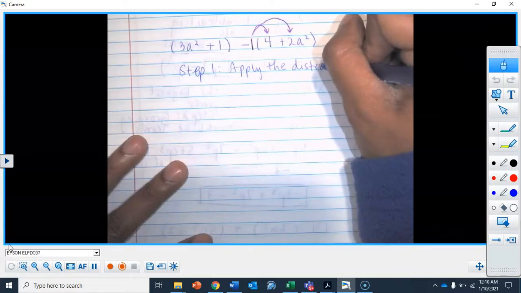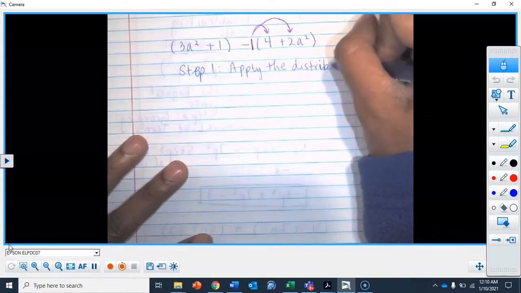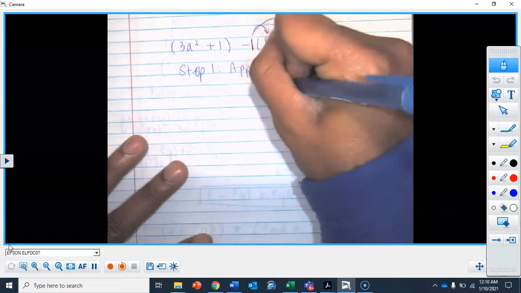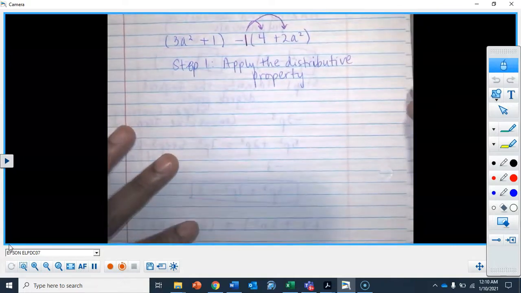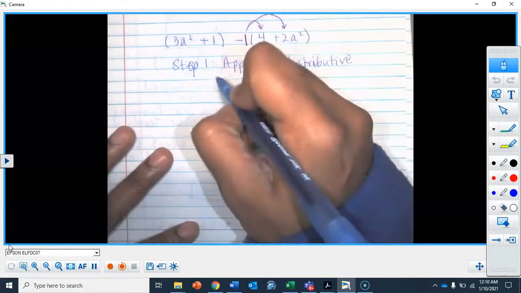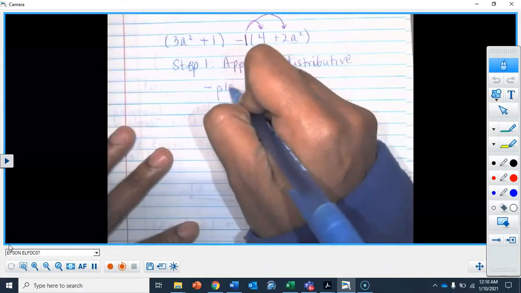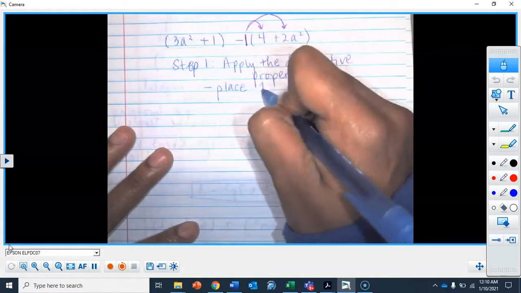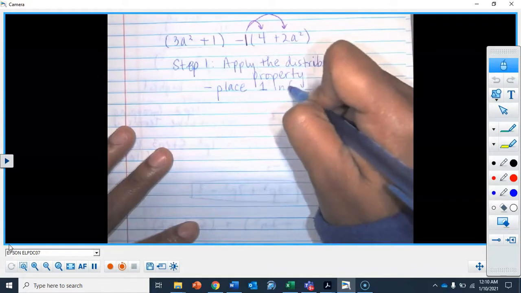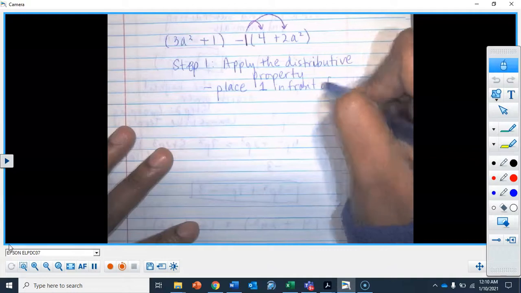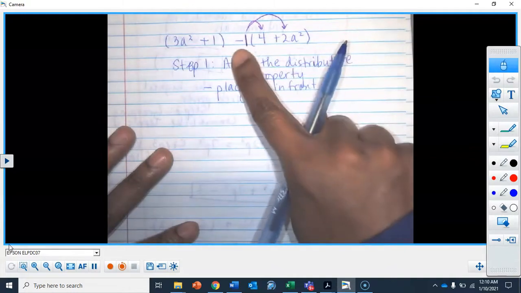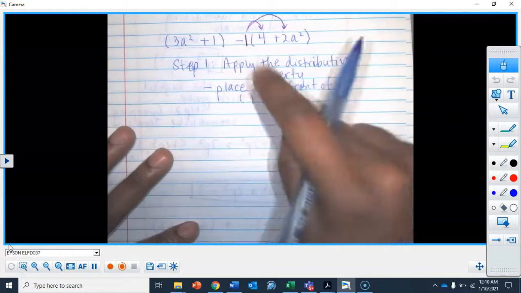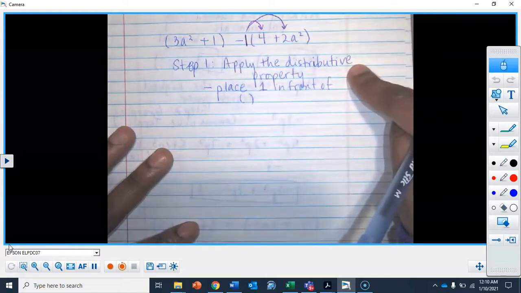Oh my gosh, I can't spell today. Distribute. Apply the distributive property. And again, how we apply the distributive property is, you place a 1, okay, in front of the parentheses. All right, in front of parentheses. And again, there is a negative already there, so this is a negative 1. So you apply the distributive property, okay, which means you're going to multiply.